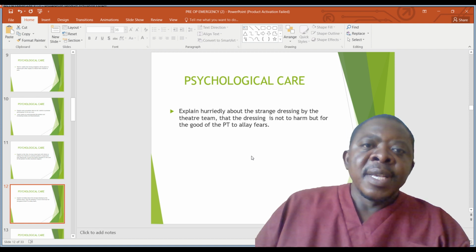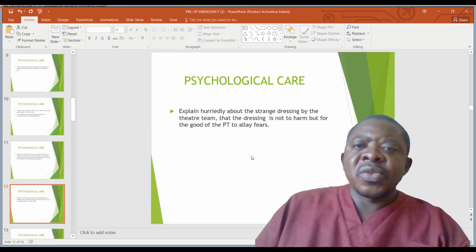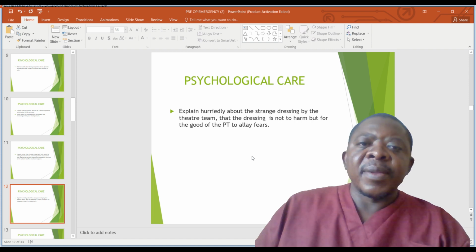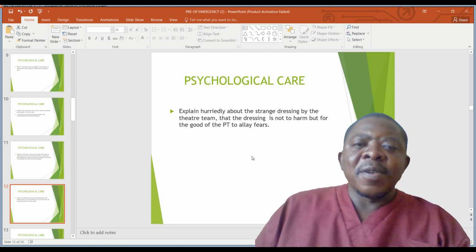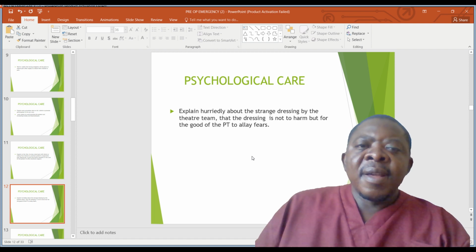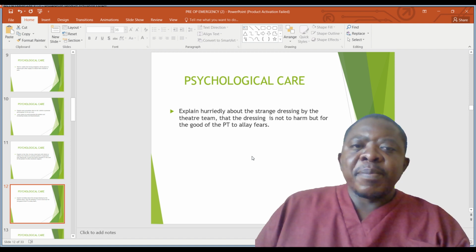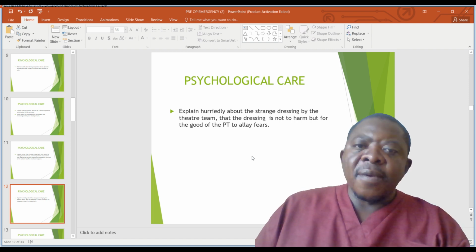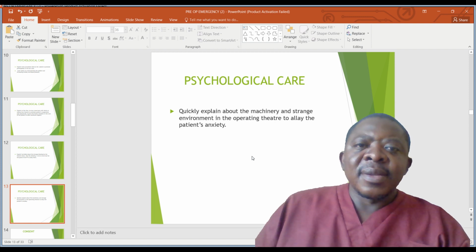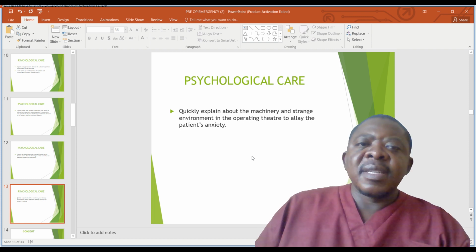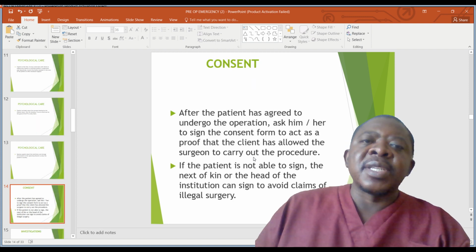You can explain about the strange dressing that the patient is given. Okay, this will also promote cooperation and allay anxiety as the patient is given a gown to promote sterility. So it is not to harm the patient, but it's for the good of the patient. Yeah, you can also explain the machinery and the strange environment in the operating theater. This will also help to allay anxiety in the patient.